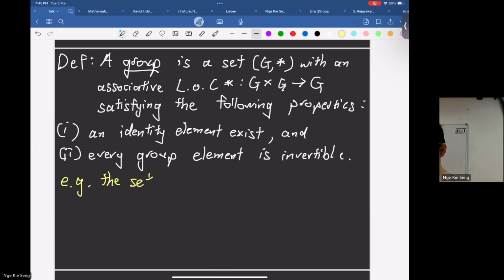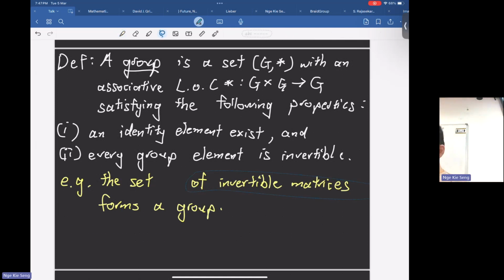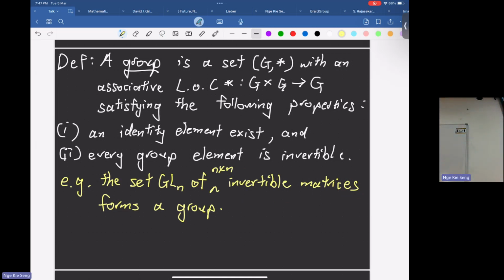The set of invertible matrices forms a group. Actually, this is a very important group in physics. This is what we call GLN. So what is this N here? These are the N by N invertible matrices. If your physical process is invertible, then probably you need this to describe it. GLN.